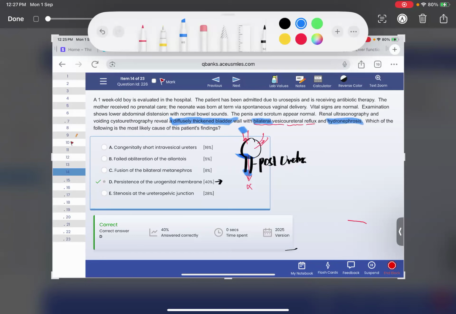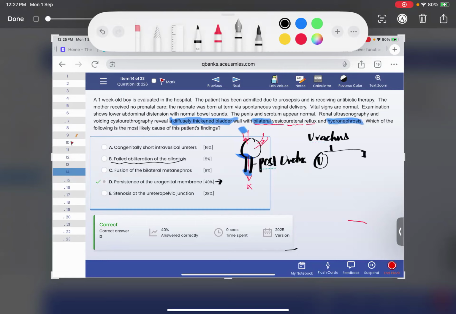Now, let me clarify some of the other options so you will understand what is happening in the persistence of the urogenital membrane. If we have failed obliteration of the allantois, we call it urachus. And the urachus is the connection between the umbilicus and the bladder. So if the urachus is persistent, we will have urine leaking out from the umbilicus.